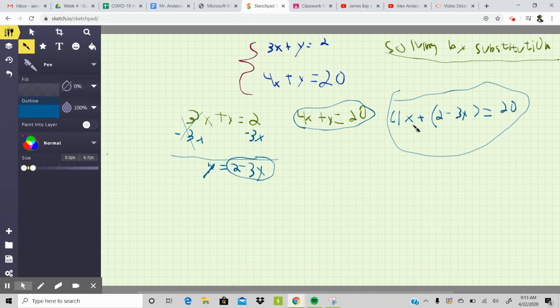All right, so now it's just solving an equation. All right, so I have 4x plus, I'm going to get rid of my parentheses now because this isn't changing anything since this is a plus sign, so it's just plus 2 minus 3x equals 20. All right, and then I combine my like terms, and I have 4x minus 3x becomes 1x plus 2 equals 20.